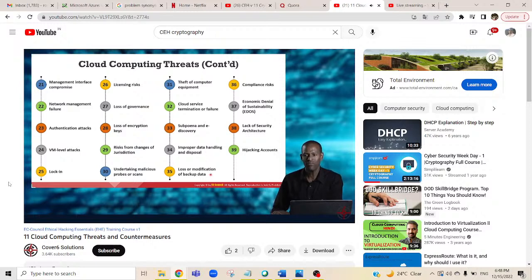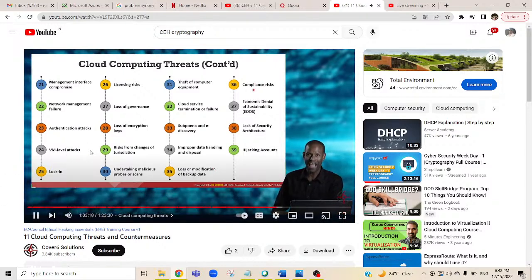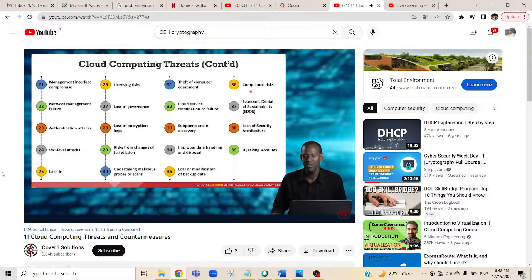A loss or modification of your backup data. So when you go to restore it, it's either not there or half of it's there or it's been changed. That's not very good. We also have compliance risks. Perhaps you signed up with the cloud service provider without doing your research and it turns out they can't handle your compliance issues. You could have economic denial of sustainability. And again, this goes back into the economics of the cloud. We've been talking about that for a while.